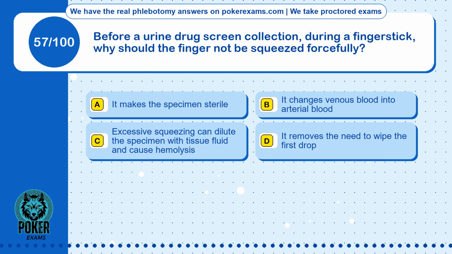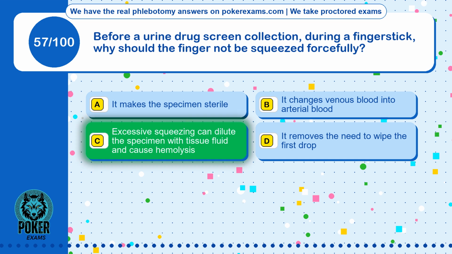Question 57. Before a urine drug screen collection, during a finger stick, why should the finger not be squeezed forcefully? Option A. It makes the specimen sterile. Option B. It changes venous blood into arterial blood. Option C. Excessive squeezing can dilute the specimen with tissue fluid and cause hemolysis. Option D. It removes the need to wipe the first drop.